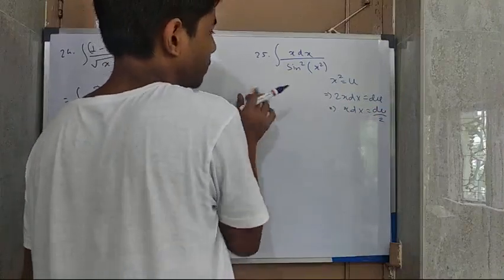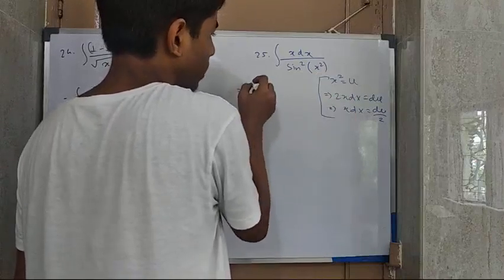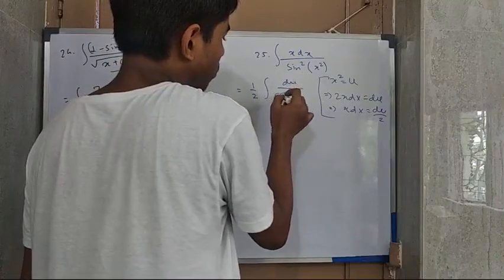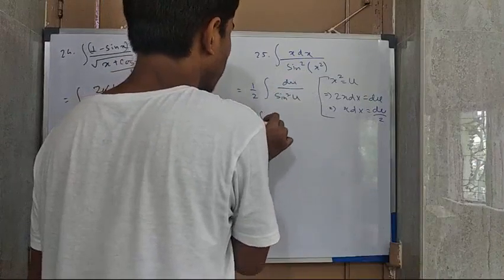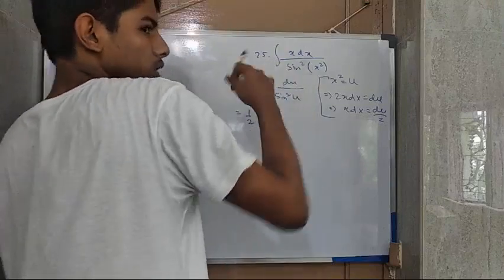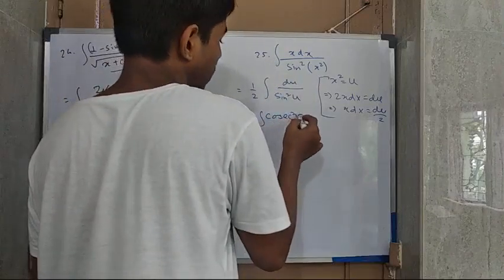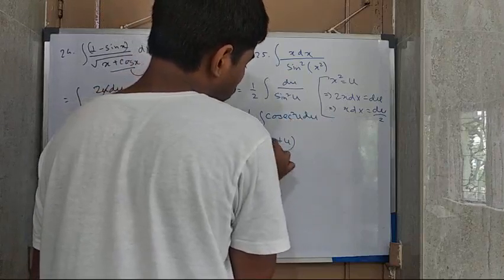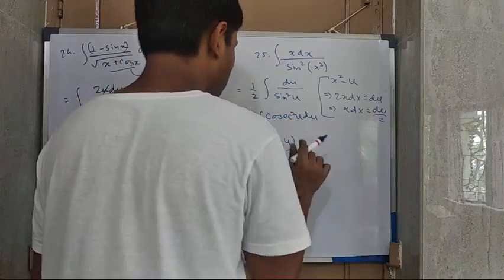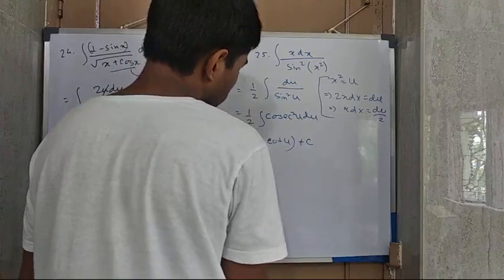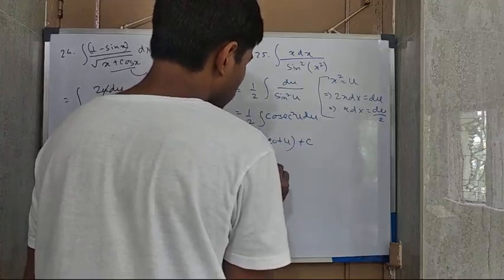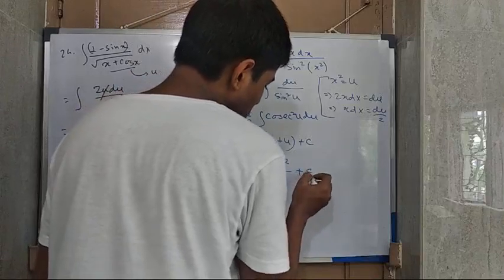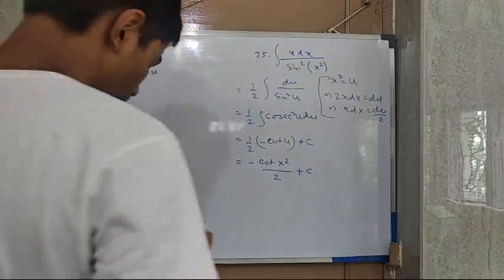So this is actually half the integral of du by sine squared u. So half the integral of cosec squared u du. So this is half times minus cot u plus c. What was u? u was x squared. So minus cot x squared by 2 plus c. So this is our answer for the 25th integral.